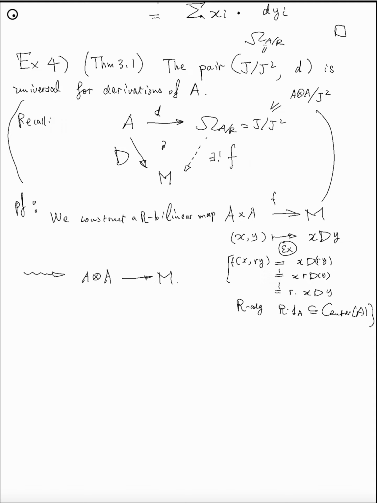And so this gives, by the universal property of the tensor product, a unique R-linear map such that x tensor y is mapped to x dy. Well, this is also an R-bilinear map between R modules, and so this is a unique R-linear map of R modules, if you want.